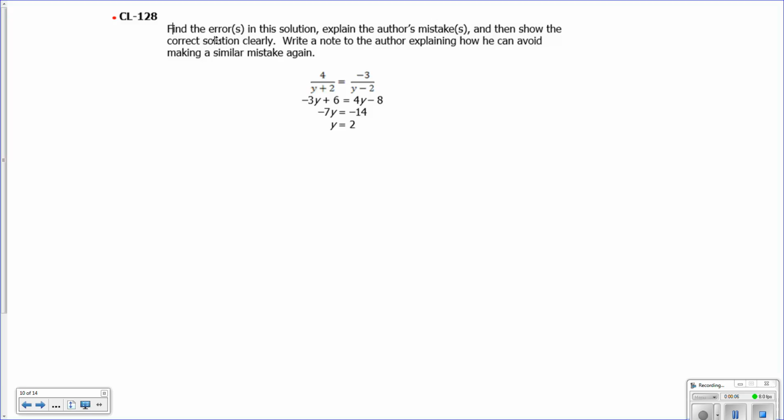128. Find the errors in this solution. Explain the author's mistakes and then show the correct solution clearly. Write a note to the author explaining how he can avoid making a similar mistake again.